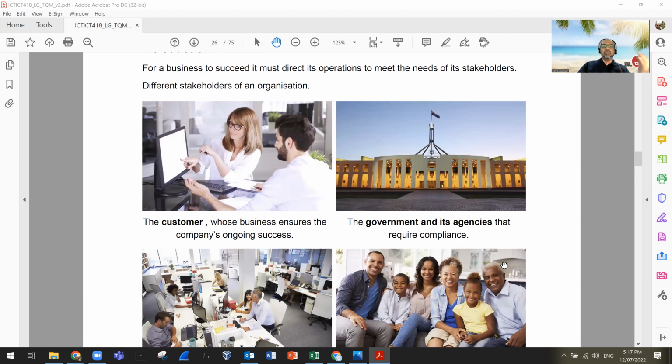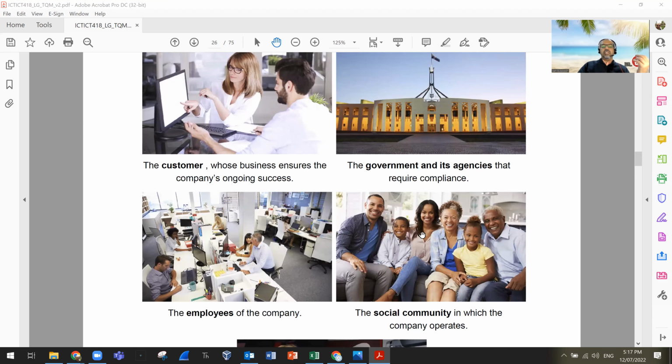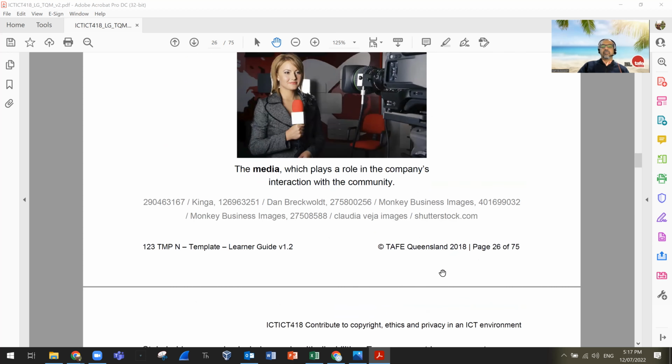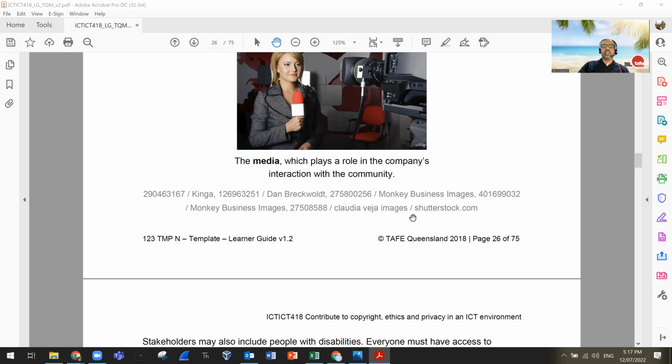I want you to notice that for all of these photos we have a reference here, because we are getting them from some resources. It's mentioned shutterstock.com and some copyrights here and there.